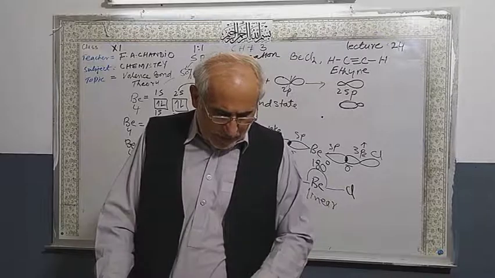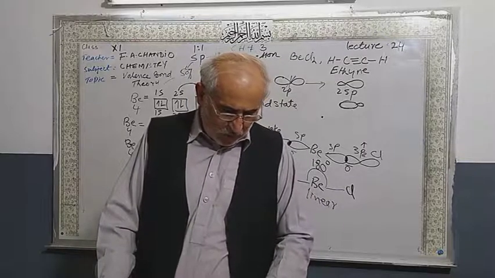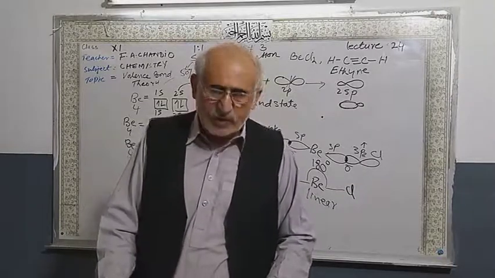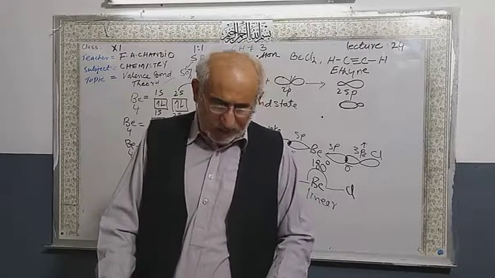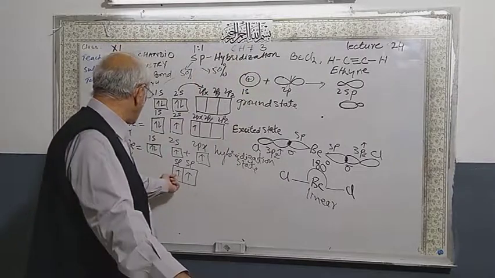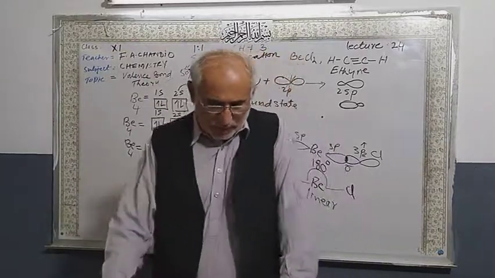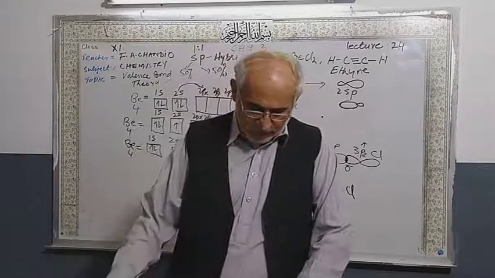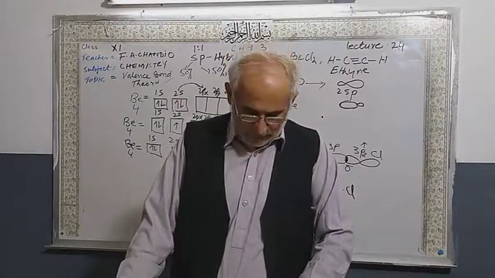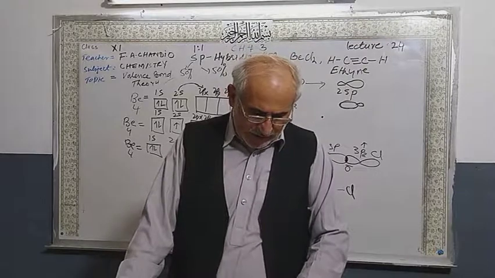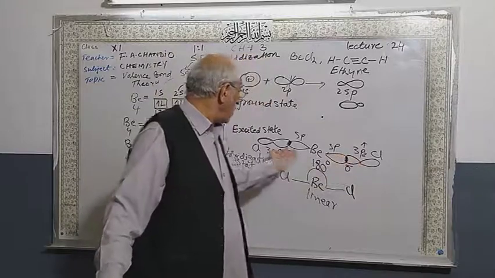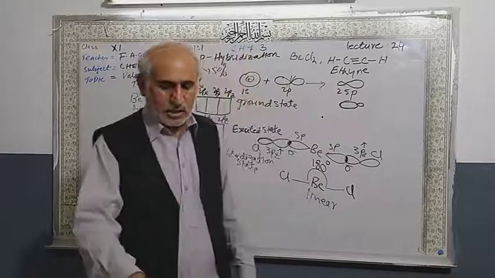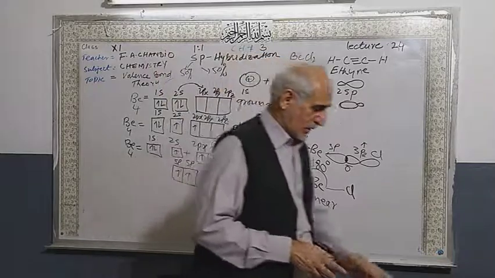So in beryllium dichloride, as also written here, the 2s and 2p orbitals of beryllium intermix with each other to give the two hybrid orbitals. Each hybrid orbital contains one electron, sp and sp, and they are going to overlap with the 3pz of chlorine on both sides to form a sigma bond between beryllium and chlorine. So the angle is 180 degrees, and the structure is called a linear structure.